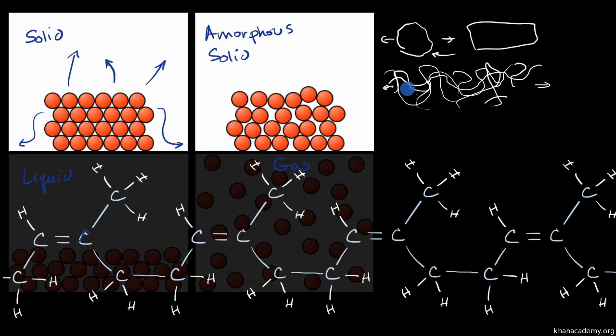Now, rubber isn't the only polymer. For example, the plastics you see all around you are also polymers, and a few are mostly amorphous, and then a few are mostly crystalline, and a lot are what we would call semi-crystalline, which means they have both amorphous and crystalline regions.